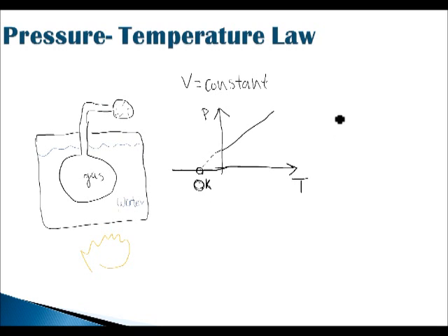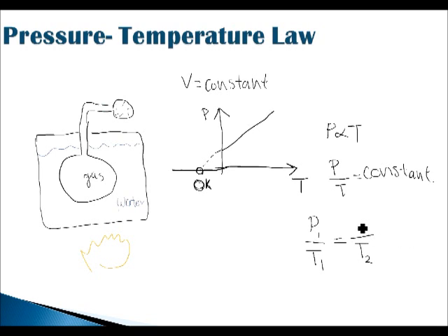Okay, so with this proportionality, we find that P is proportional to T, therefore P over T is a constant. So if we were to go P1 over T1, so we have some temperature and a pressure that corresponds with that temperature. Now if we increase the temperature to T2, the pressure will also increase to P2, and the ratio between these two numbers is exactly the same.